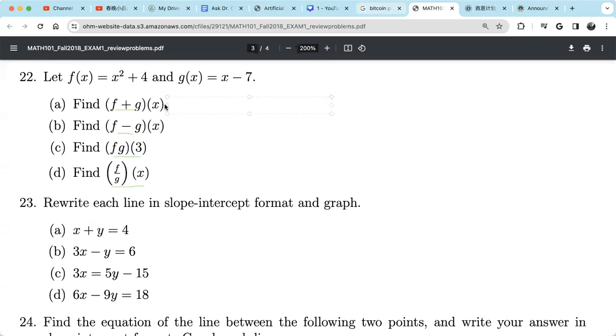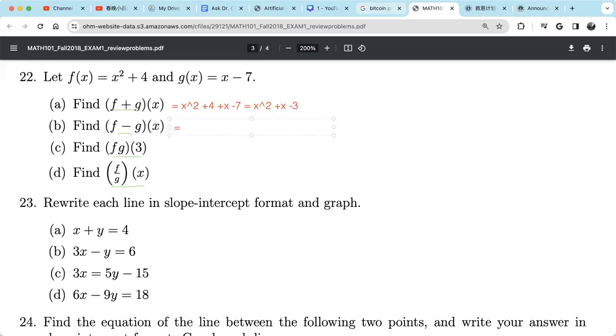Okay, let's see 8. So f is x squared plus 4, then plus g, which is x minus 7. Then we simplify the like terms: x squared plus x plus 4 minus 7, that's minus 3. Let's add those two functions.